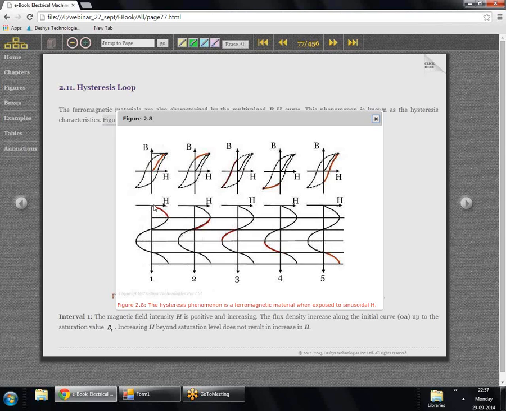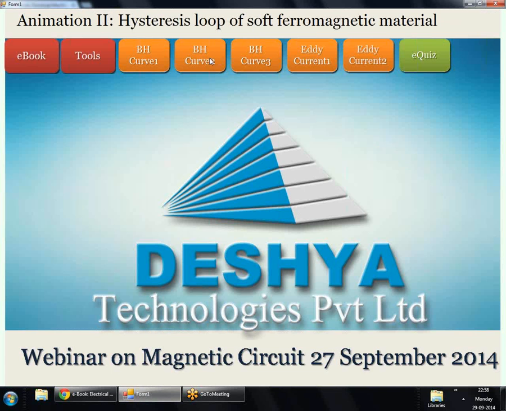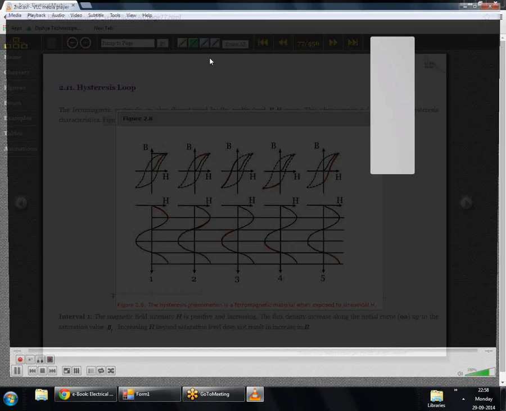Now if we start to apply a positive magnetic field intensity, then initially the material follows the path shown here in red, the first part of figure 2.8. Then if we start to decrease the magnetic field intensity, the material does not retrace the red path which was shown earlier, but takes some other path. Now this can be shown better in this animation, so let's have a look at the animation of the hysteresis.